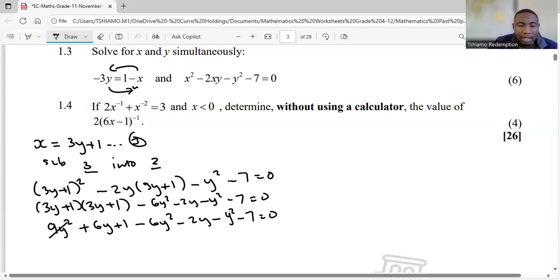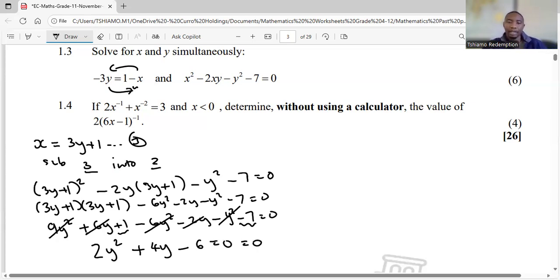Okay, 9y squared minus y squared becomes 8y squared. 6y minus 2y becomes 4y. Okay, I forgot this one. This one makes it, what is 8 minus 6, I can just work it out there. 8 minus 6 becomes 2. So I have 2y squared. Then I have plus 1 minus 7, which is minus 6.